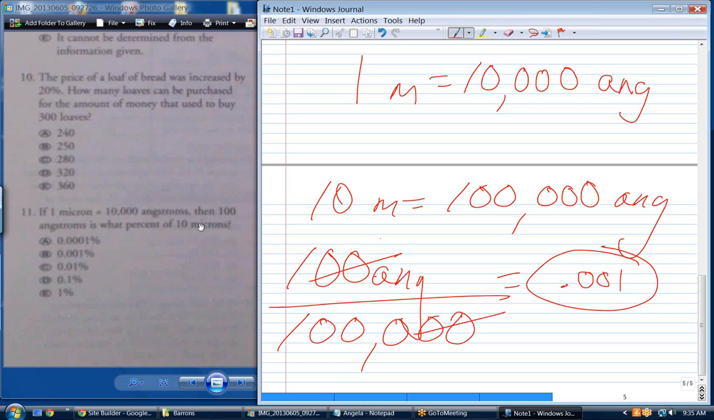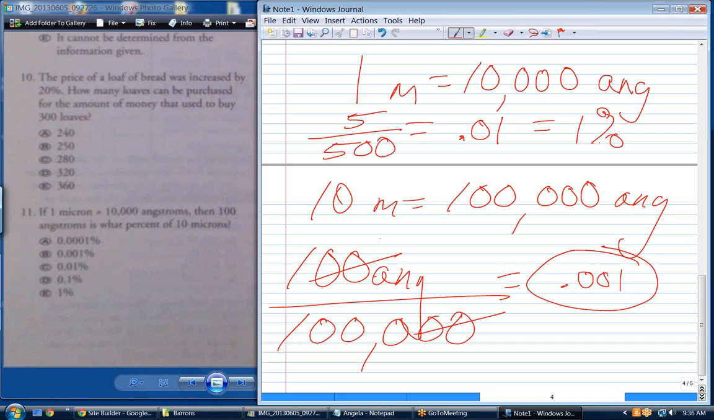100 is what percent of 100,000? Is it clear to you that when somebody says 5 is what percent of 500, what you have to do is start with that ratio? Yes. Convert it to a decimal, convert it to a percent. Okay.